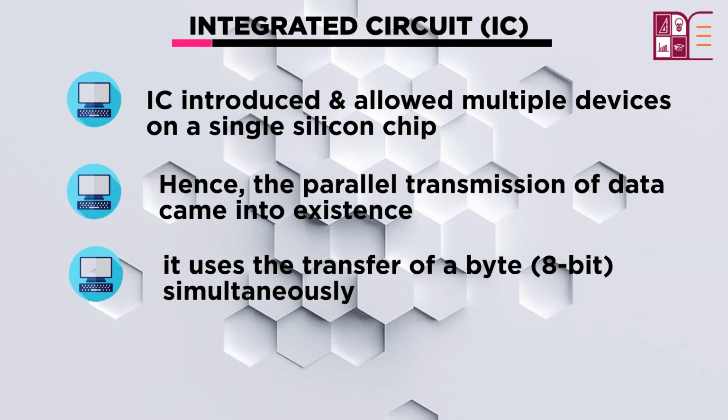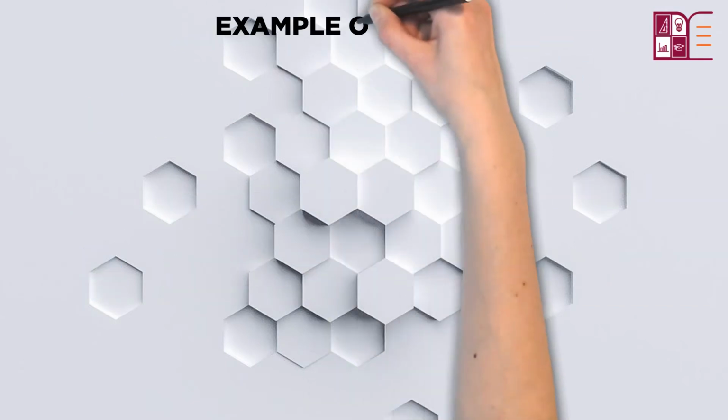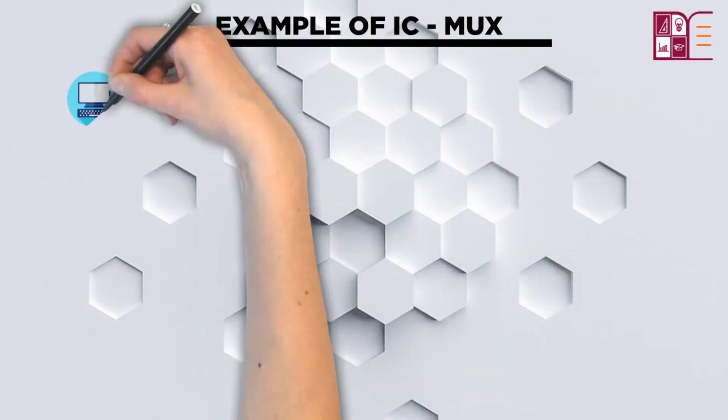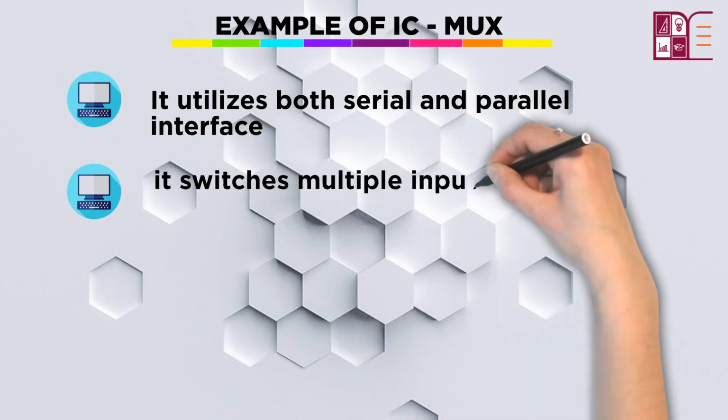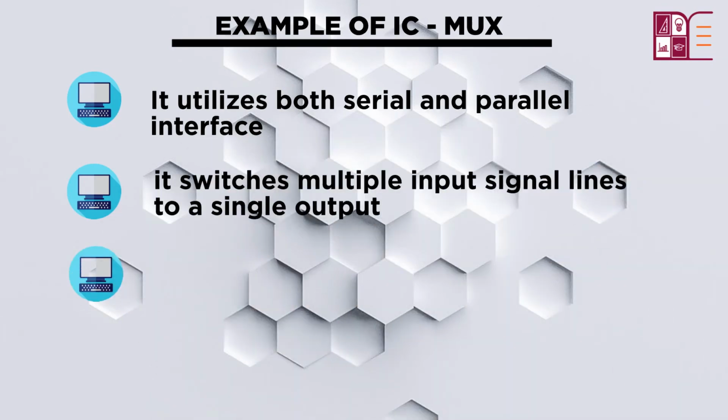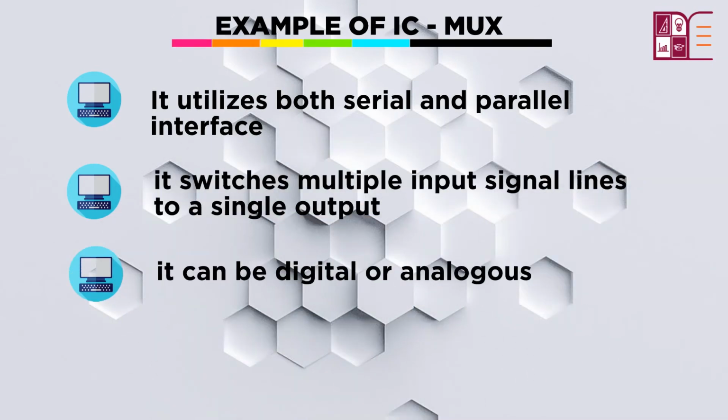Today, many ICs make use of serial and parallel data transmission. One example of IC is multiplexer, that is also known as MUX. It utilizes both serial and parallel interface. It is a combinational logic circuit.